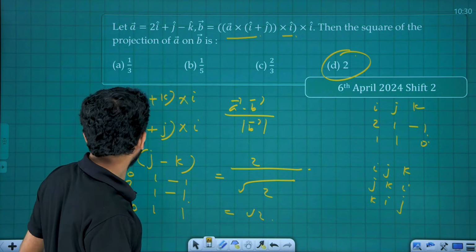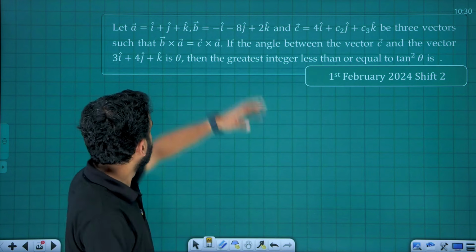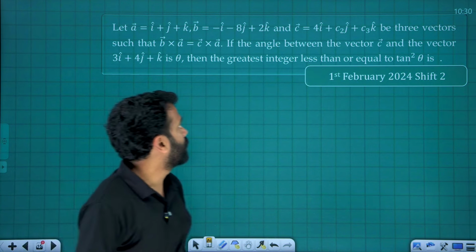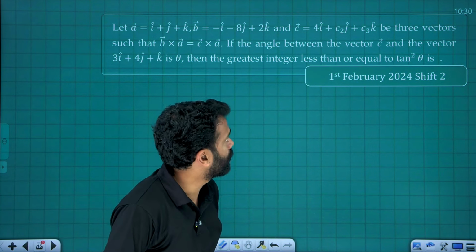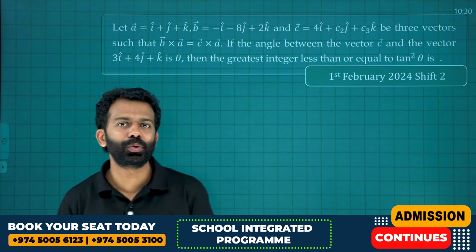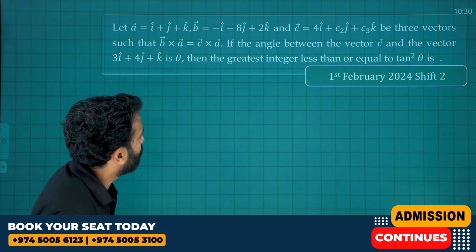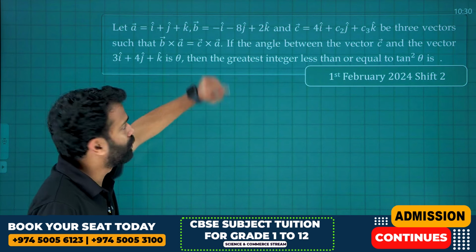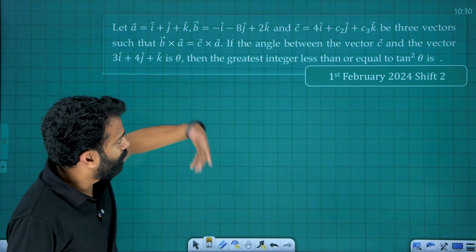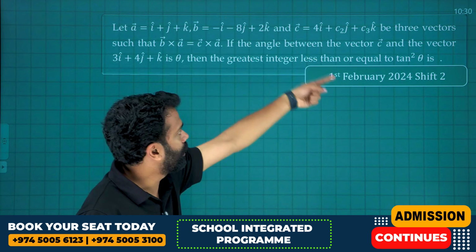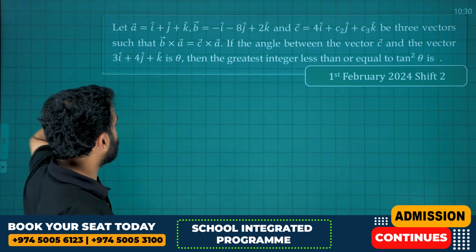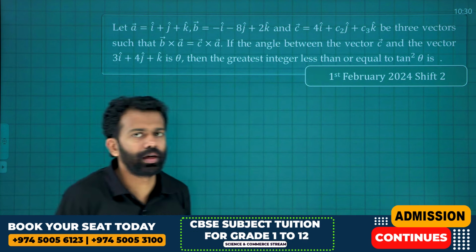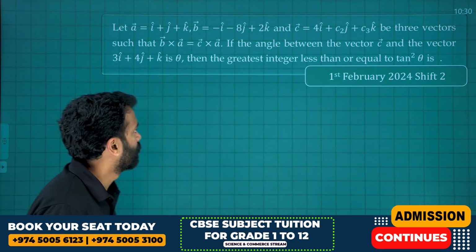Next one, next question. Okay. Vector A is equal to i plus j plus k, vector B is equal to minus i minus 8j plus 2k, and vector C is equal to 4i plus c2j plus c3k, be three vectors such that vector B cross vector A is equal to vector C cross vector A. Okay, watch out. And if the angle between vector C and the additional vector given, 3i plus 4j plus k, is theta, then find the greatest integer less than or equal to tan square theta. Double question. Okay.